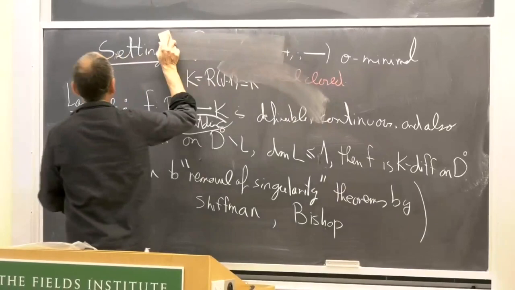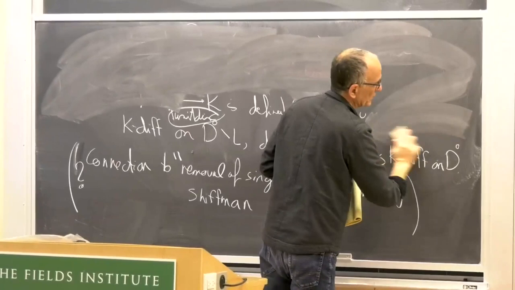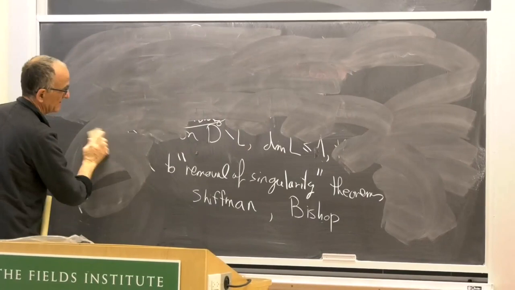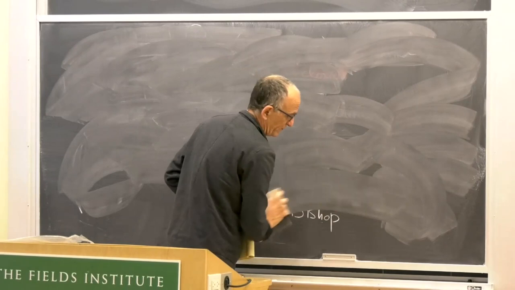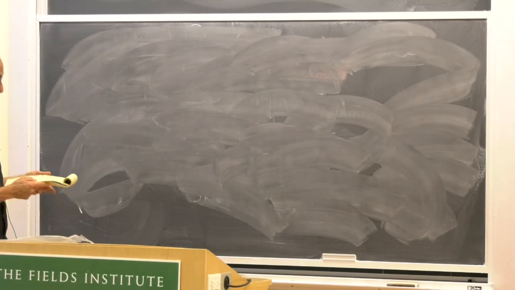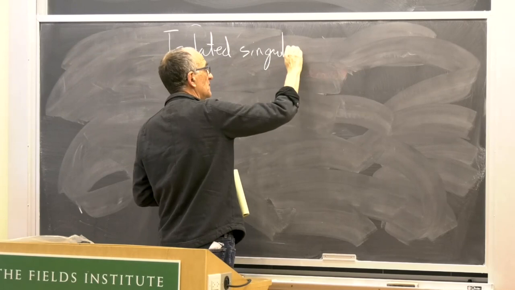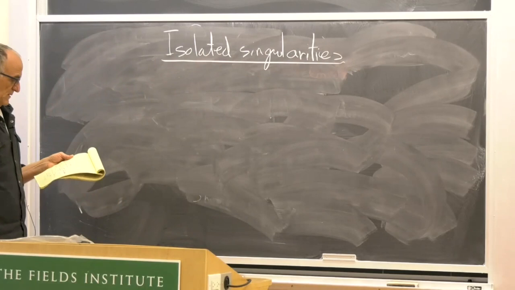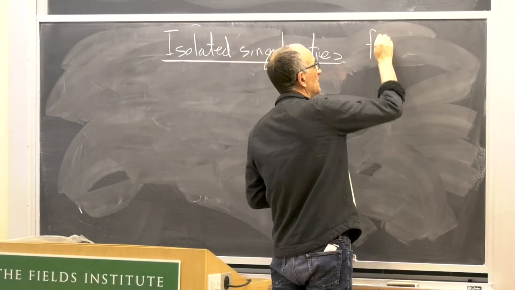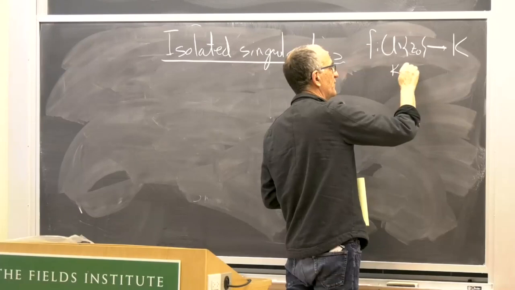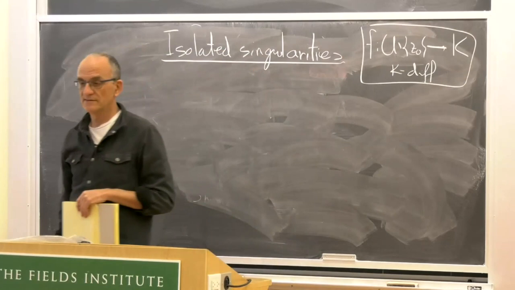Now let's focus on isolated singularities. And now we have a nice classification which mimics what I said happened in the classical setting for all minimal structures, that there are no essential singularities. We can make sense of this. So now let's analyze isolated singularities. Okay, so the setting I want to look at now is F from U to K, which is K differentiable. And we want to understand what can happen at the isolated point Z0.